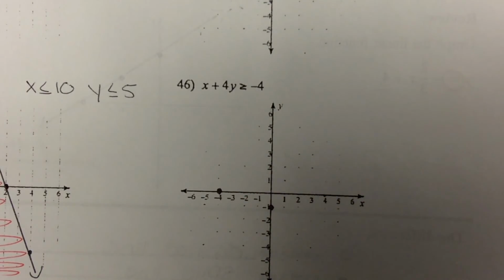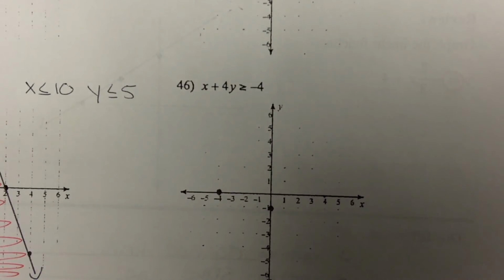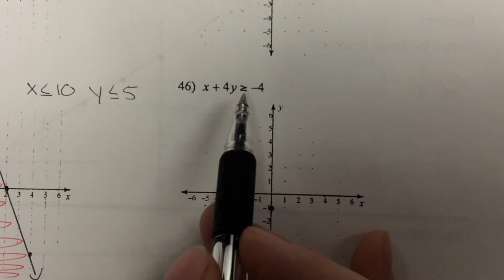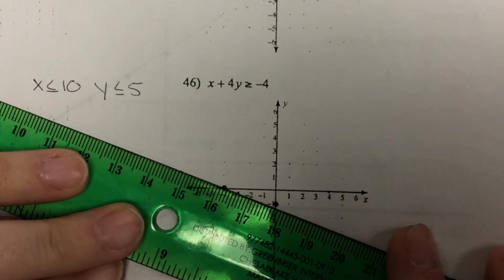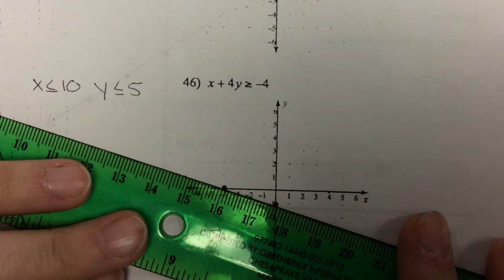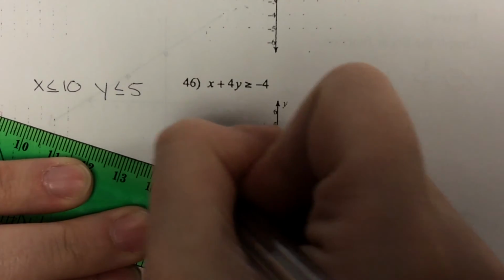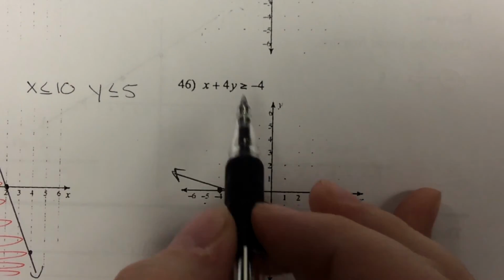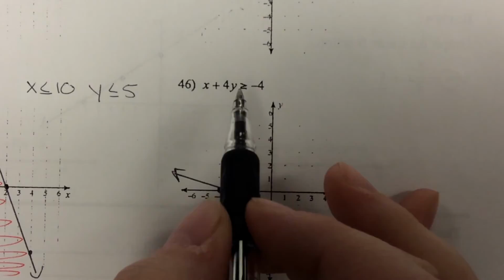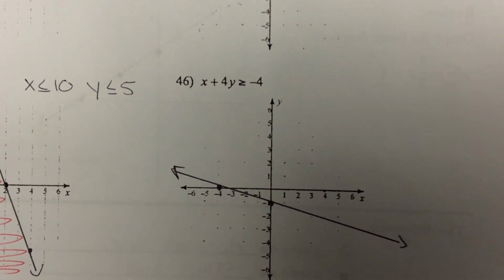All right. Now, how do we know if we should use a solid line or a dashed line? Well, this is a greater than or equal to sign, so that makes a solid line. And then as far as what we should graph, this is pointing to all the numbers greater than or equal to, so that means all the numbers above.